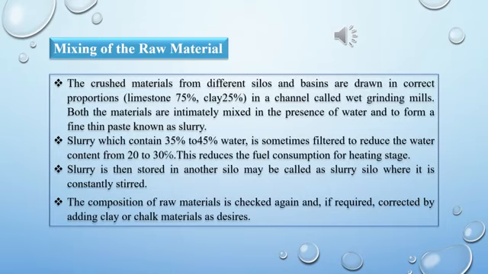He also explained that the slurry is stored in the slurry silos, and he also explained in the last point that the quality or the composition of slurry is checked again and again. If it is necessary, then there may be the addition of clay or chalk material as desired for the composition of slurry.